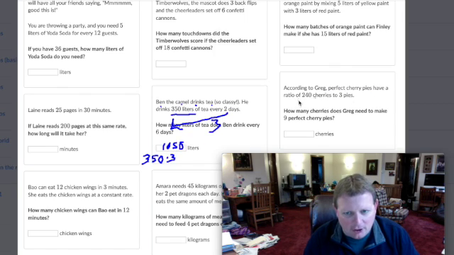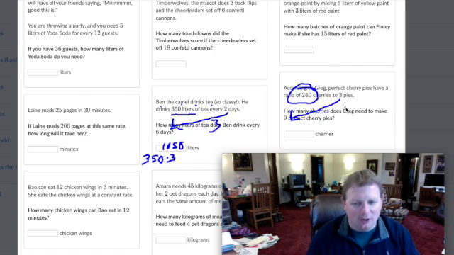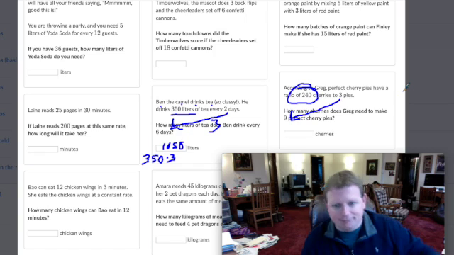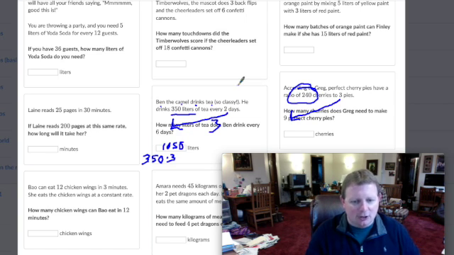According to Greg, a perfect cherry pie has a ratio of 240 cherries to 3 pies. How many cherries do you need to make 9 pies? Well, that's 3 times as many pies, so you need 3 times as many cherries. So take 240 times 3, and you can figure that out. And you can type it in a calculator. Okay? So just look at that and see how you can do it.